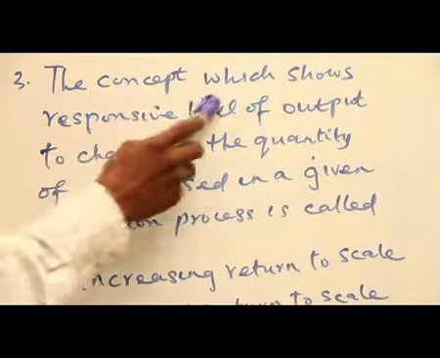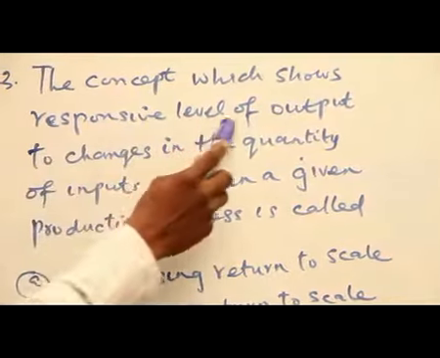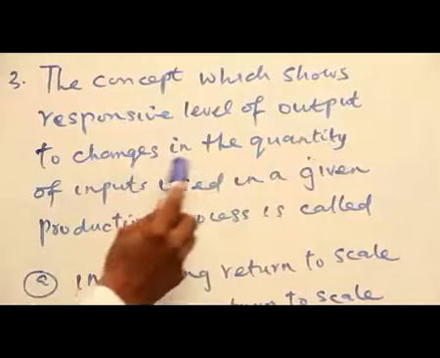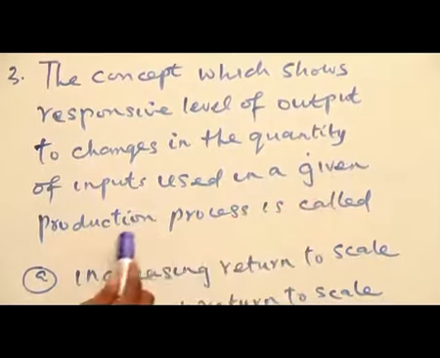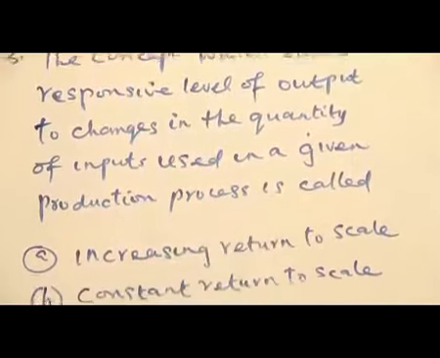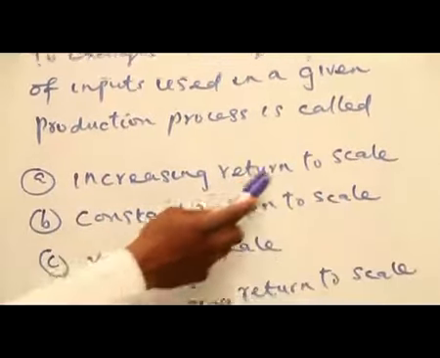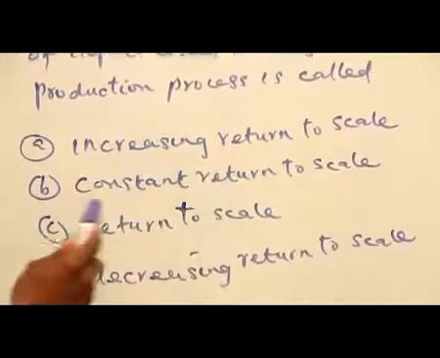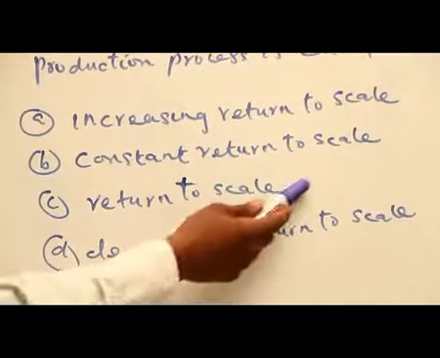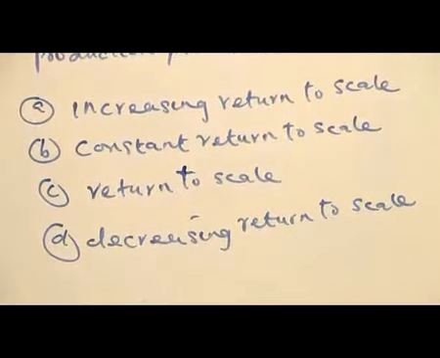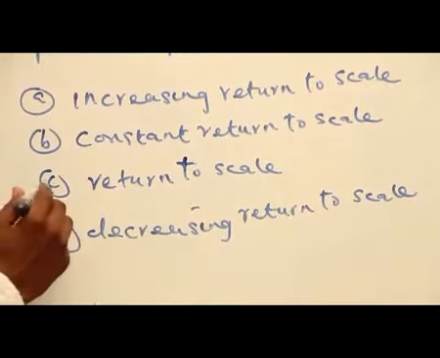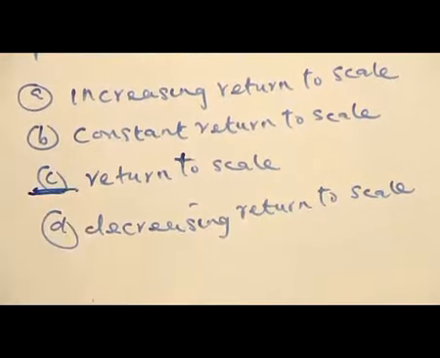Question 3. The concept which shows responsive level of output to changes in the quantity of input used in a given production process is called A. Increasing return to scale, B. Constant return to scale, C. Return to scale, D. Decreasing return to scale. The right answer is C. Return to scale.